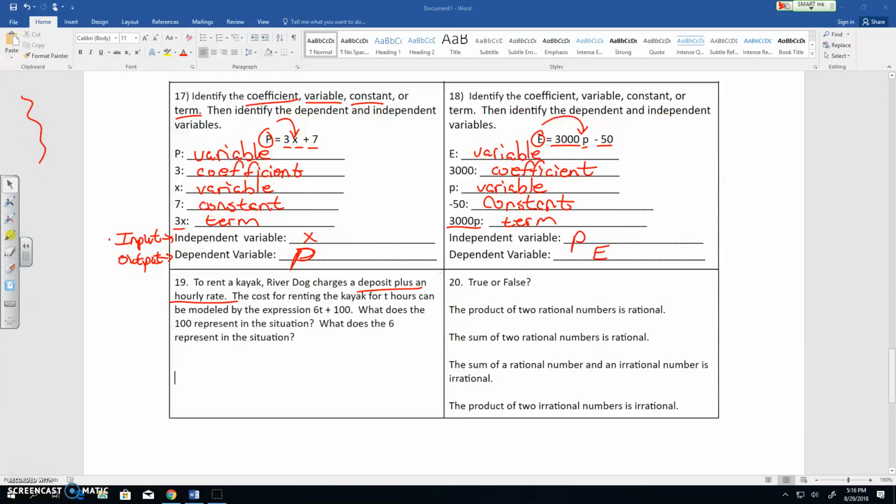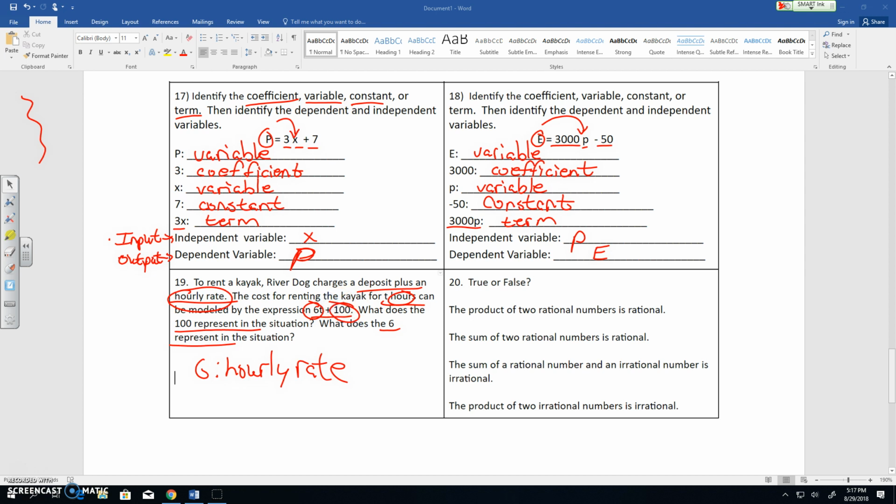That just told me what these two things mean. So you have an expression, 6t plus 100. And it says, what does the 100 represent? And what does the 6 represent? Okay, that's the question. And it tells us that when you are using a kayak for t hours. So all we're going to do here is identify each one. Now, if I hear the word hourly rate, I'm going to represent that probably with the t hours. So that tells me that 6 is going to be the hourly rate. And then we know that the 100, that's just a one-time charge.